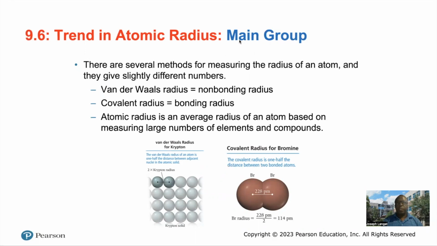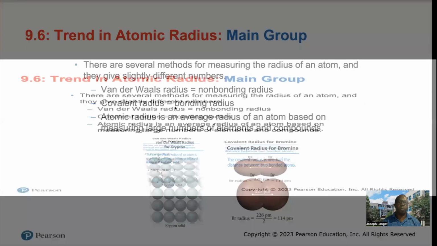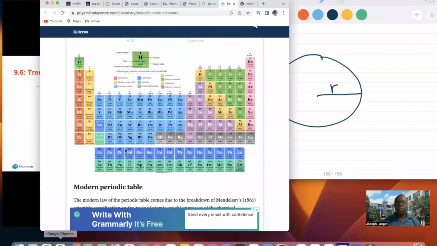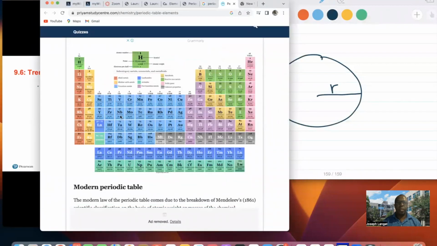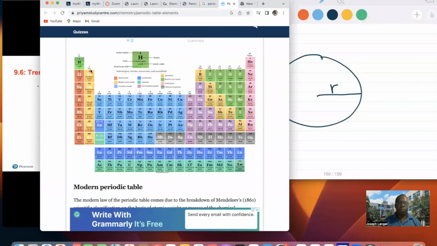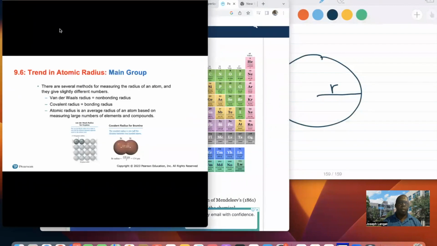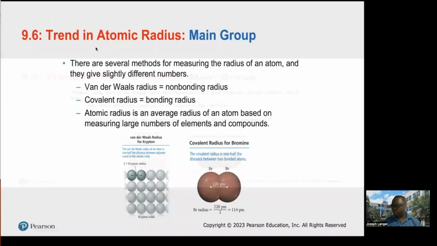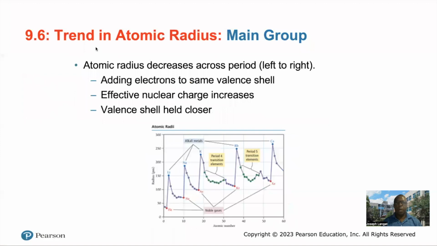The trend we will look at is for the main group elements. You know the main group on the periodic table: these are the first two columns and the last six columns. On an exam, the periodic table will not be colored as the one you see on the screen, but these are the A groups. If you look at 1A, 2A, 3A, 4A, 5A, according to the American convention, all the way to 8A, these are main group elements.